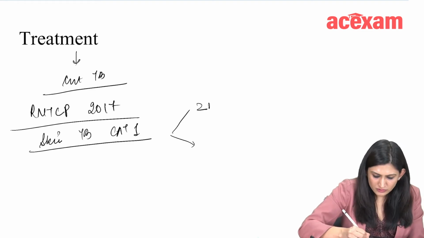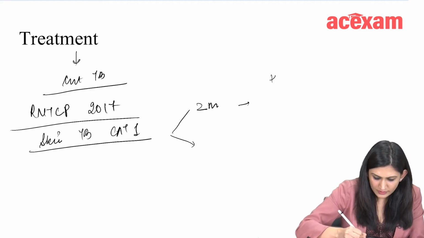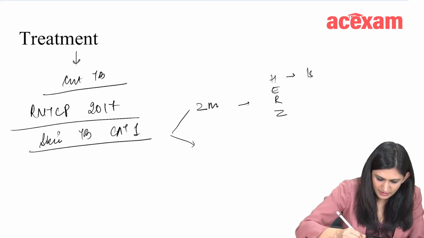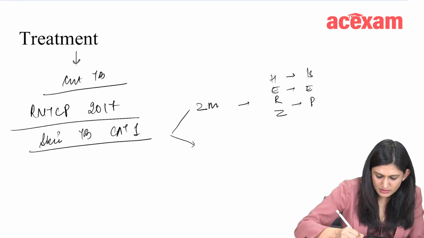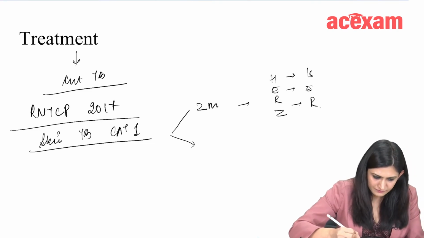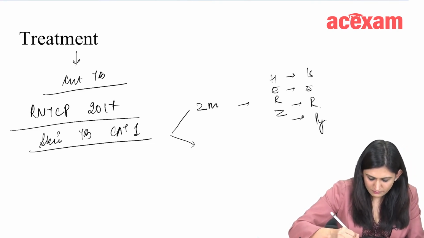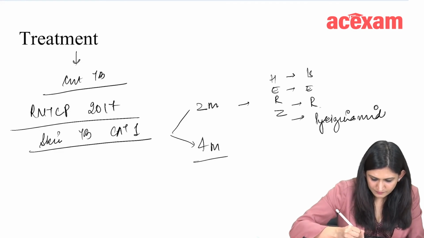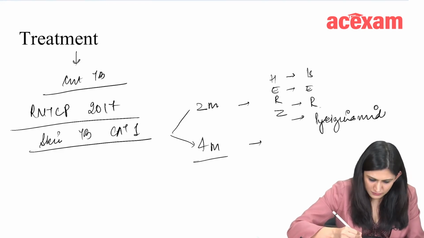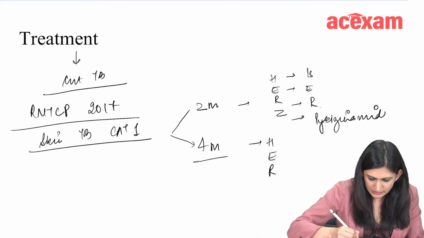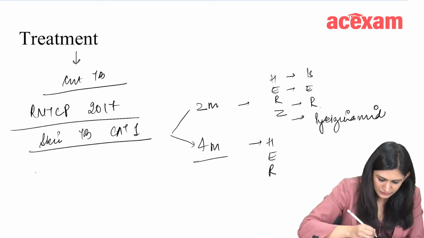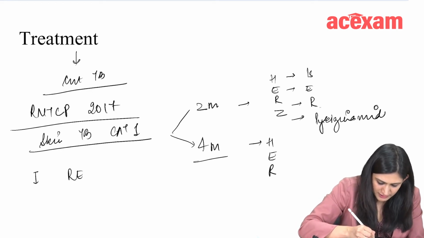And what do you give in the 2 months of intensive phase? You give HRZE, which is isoniazid, rifampicin, pyrazinamide, and ethambutol. And what do you give in the 4 months of continuation phase? In the 4 months of continuation phase, you give HRE: isoniazid, rifampicin, and ethambutol.